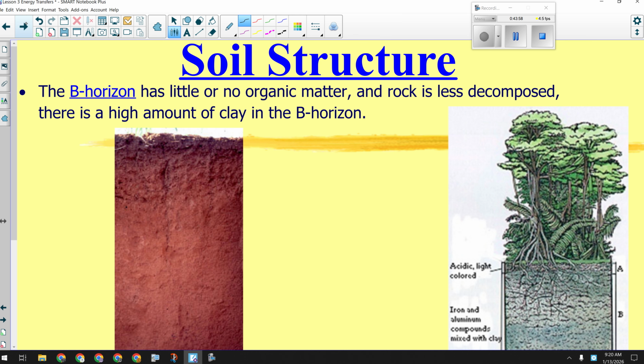Okay, B horizon: very little organic material. The rock is less decomposed, and there's a lot of clay in the B horizon.